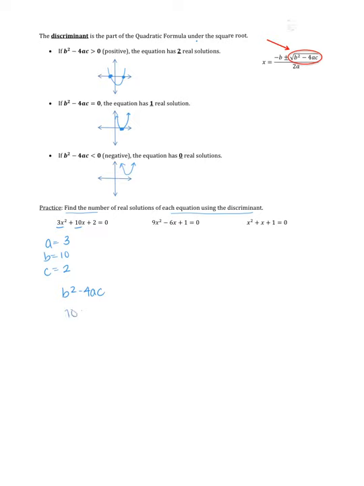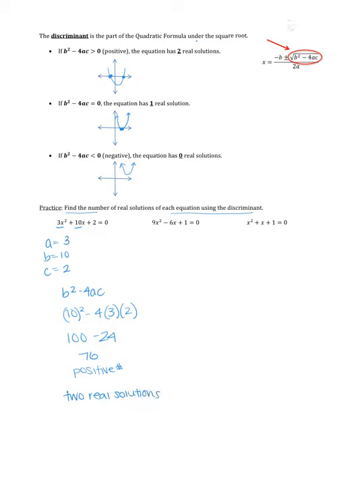b is 10, so 10 squared minus 4 times 3 times 2. 10 squared is 100, minus 4 times 3, which is 12, and 12 times 2, which is 24. My discriminant then will be 76, which is a positive number. Because it is a positive number, it will have 2 real solutions. So my final answer will be 2 real solutions.